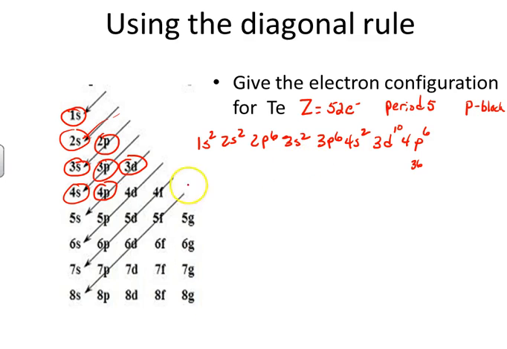We need to get to 52. Next comes 5s. Then 4d. So that's 36, 37, 38, 48 at this point. We need to get to 52, so next comes 5p, and that would be 5p4. And that's it.